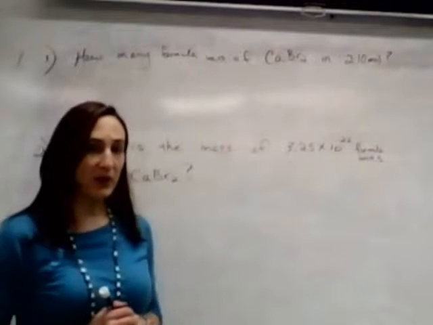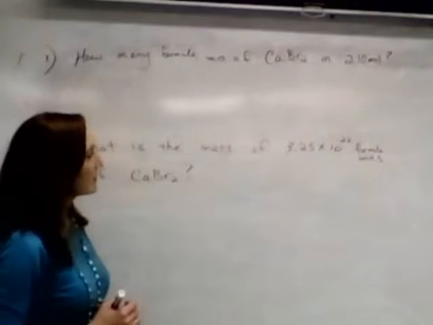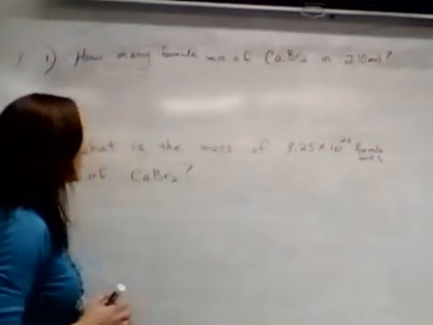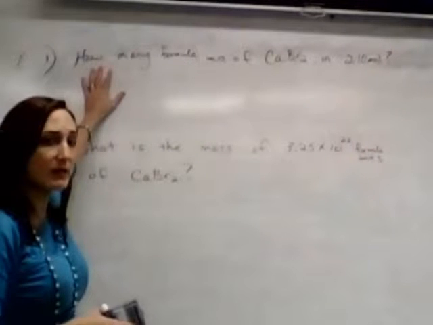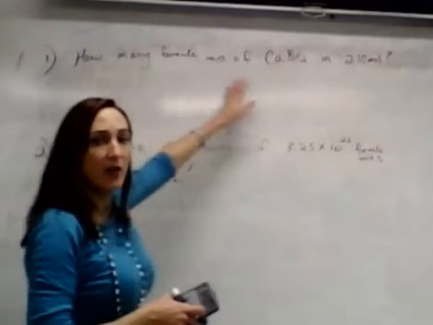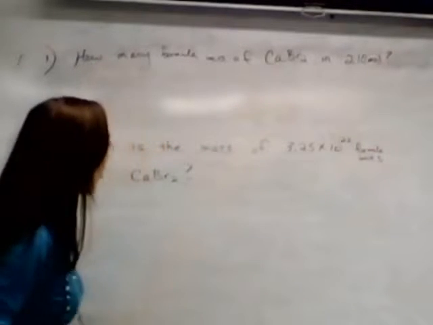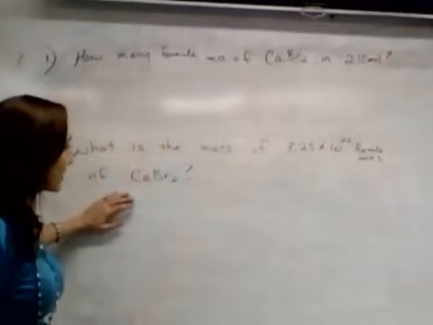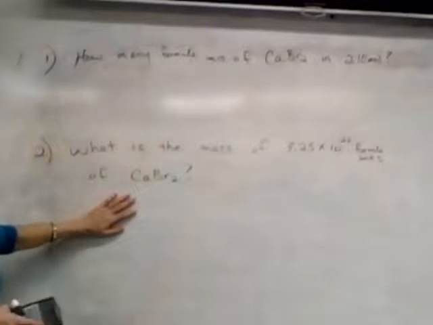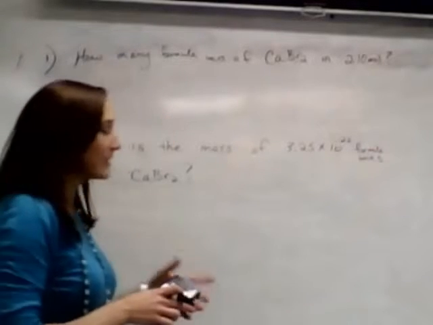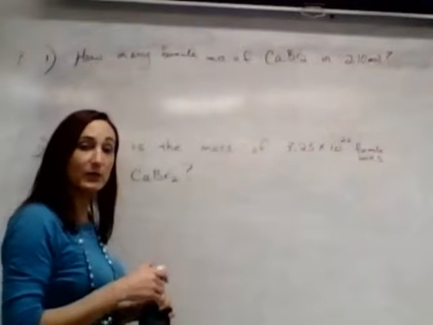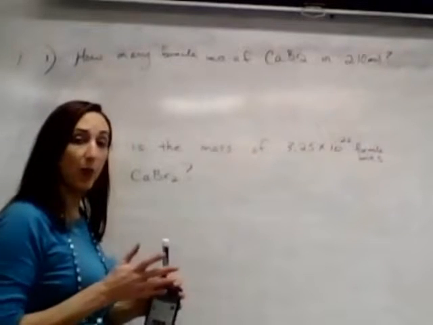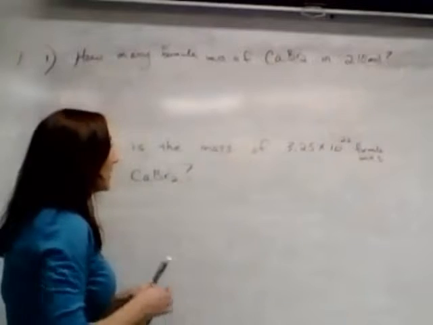All right, we're going to take one more look at moles and mass and number of particles calculations. We've got our first question here: how many formula units of CaBr2, calcium bromide, are in 2.10 moles? And then, what is the mass of 3.25 times 10 to the 22nd formula units of calcium bromide? For this first problem, we want to think about what units they give me and what they're asking me for, and that's how we decide which part of the mole relationship we need, and then how to set up.